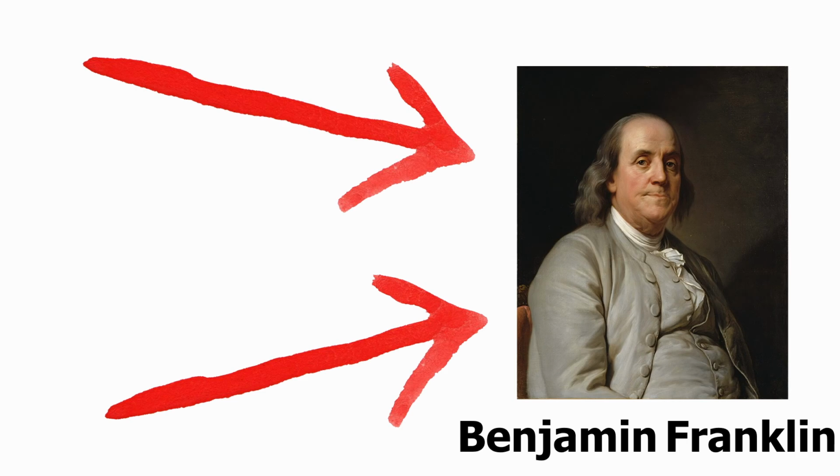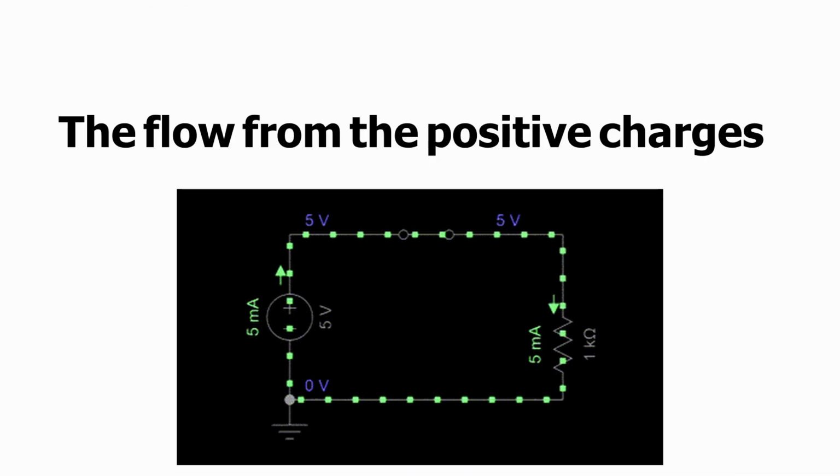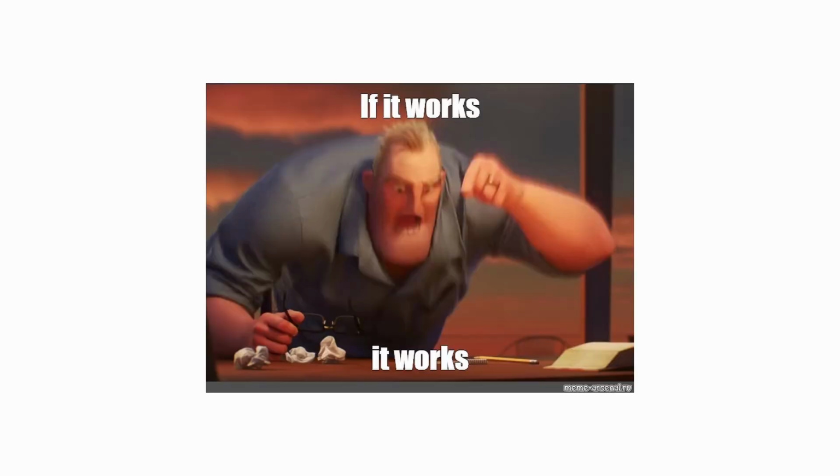Back when Benjamin Franklin was doing his studies on electricity, he defined the current direction as the flow from the positive charges to the negative charges, which he got wrong. But we just go with this statement to not complicate ourselves.